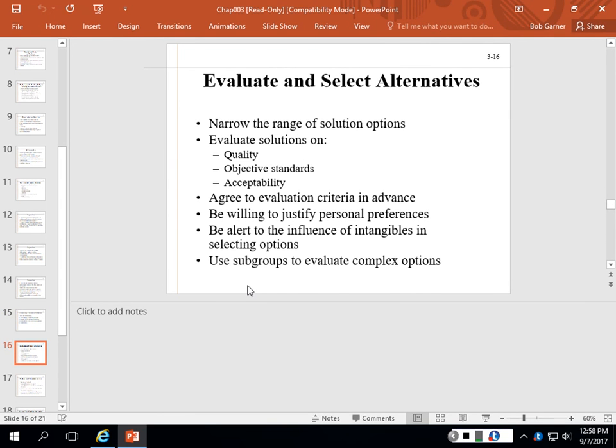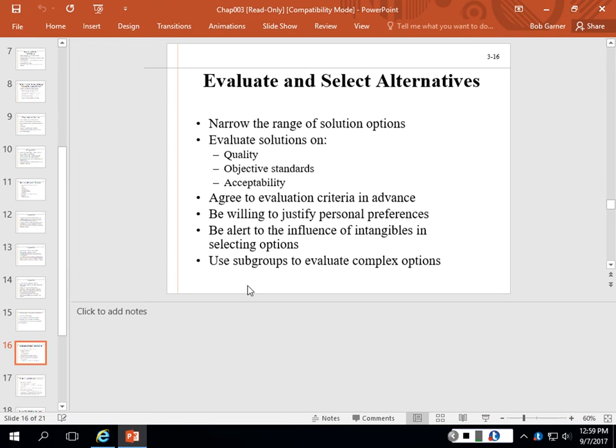All right, so narrow the range of solutions or options. Once we've brainstormed and we have all these options up there, then we're going to narrow it down. So that's part of the solution process. We're going to evaluate the solutions on 3 things: quality, objective standards, and acceptability. Quality, first and foremost: is it at the minimum level? Do you guys always buy the highest quality things? Why not? Don't we want the best quality? They're too expensive sometimes. But do we buy the cheapest all the time? No. So the word quality means level of aspiration, the minimum level of aspiration that you need met.